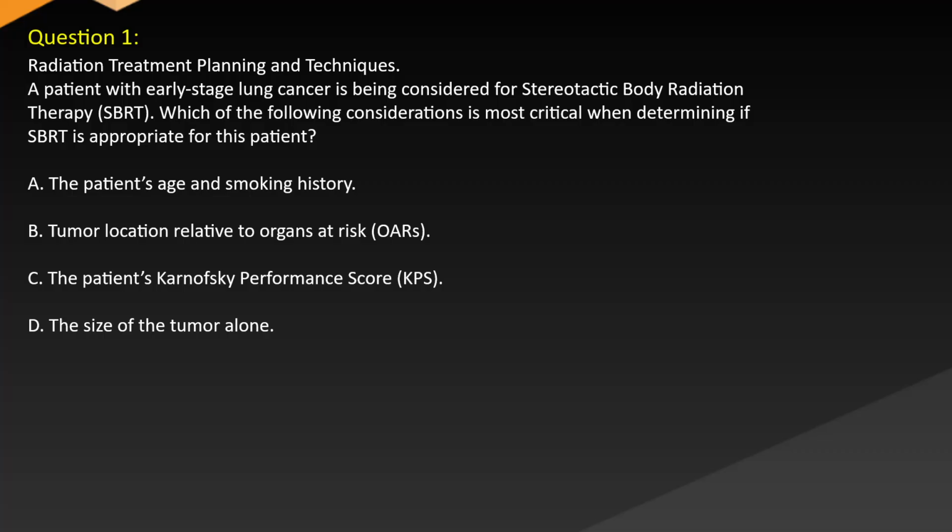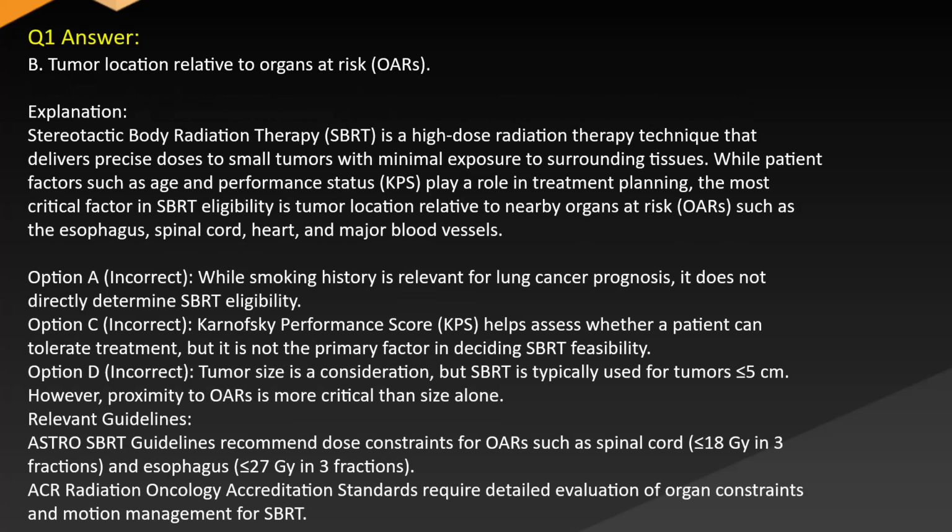A. The patient's age and smoking history. B. Tumor location relative to organs at risk. C. The patient's Karnofsky performance score, KPS. D. The size of the tumor alone. Answer B. Tumor location relative to organs at risk.